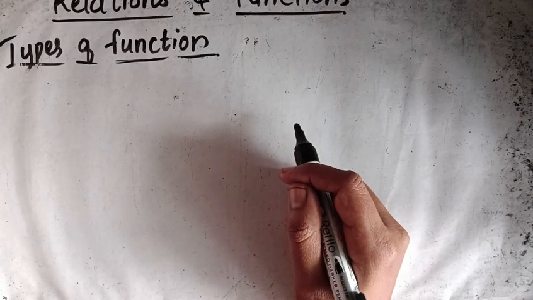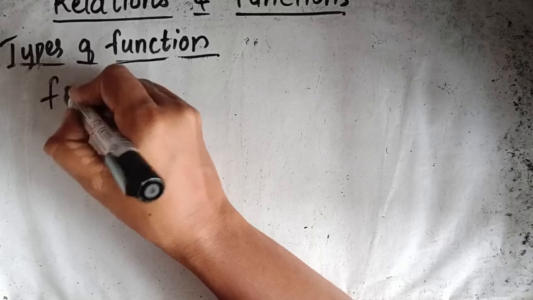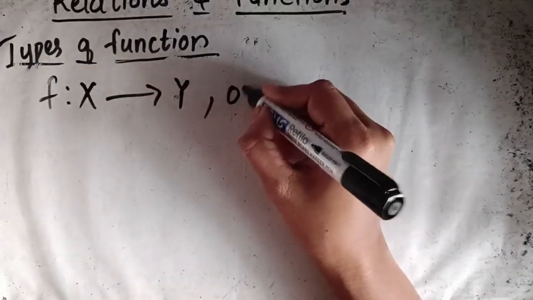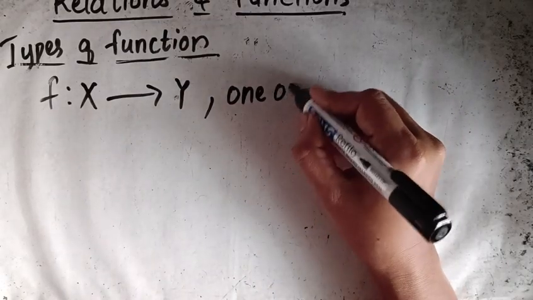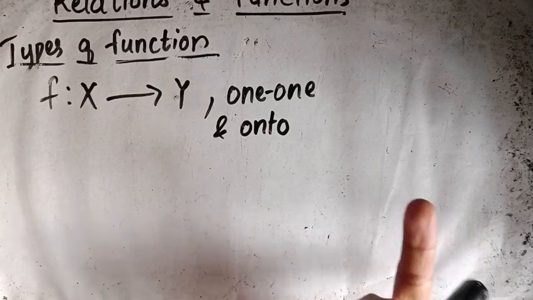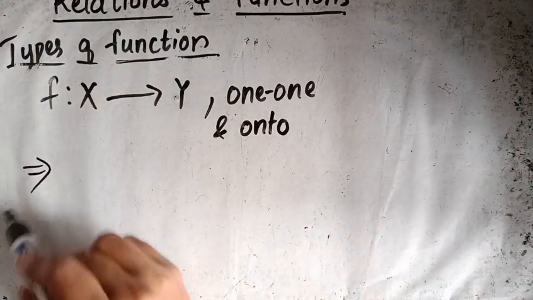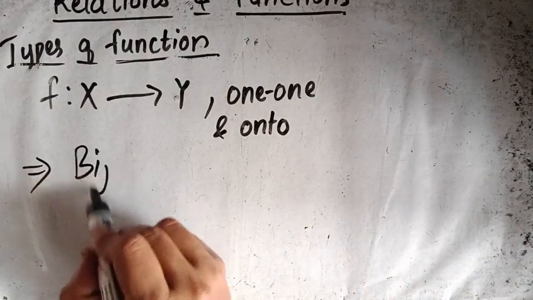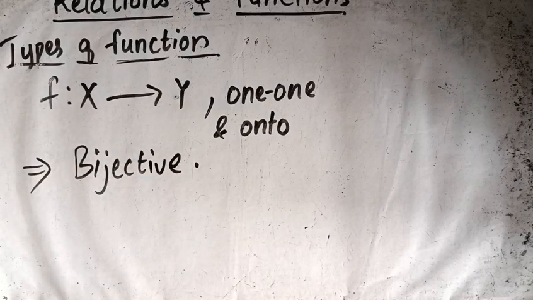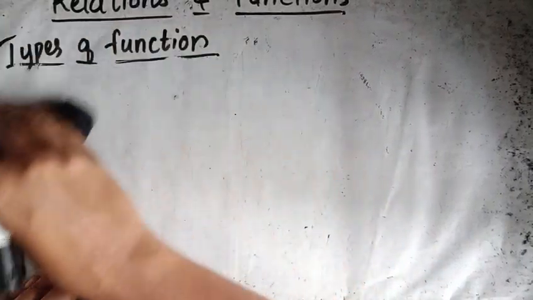Next is a function f from x to y that is 1-1 and onto, that is both injective and surjective, then we call that function bijective. Okay, so whenever you have to prove any function to be bijective, it has to be 1-1 and onto. Okay, so let's take some example.